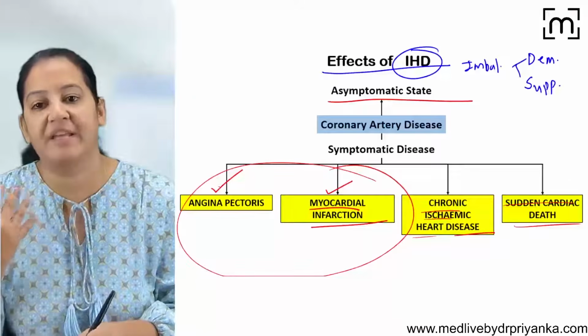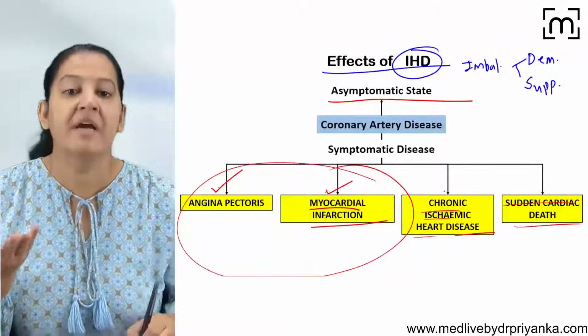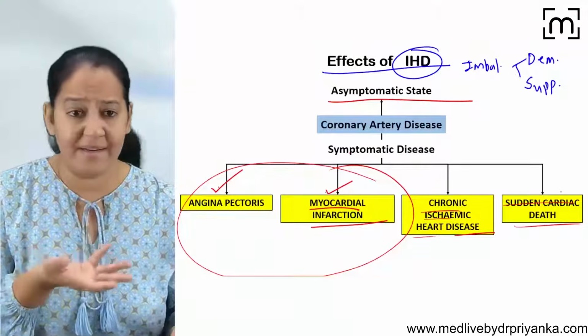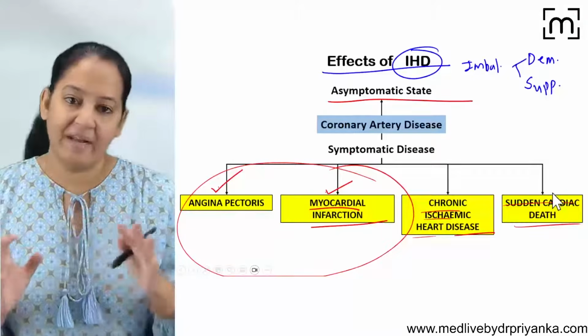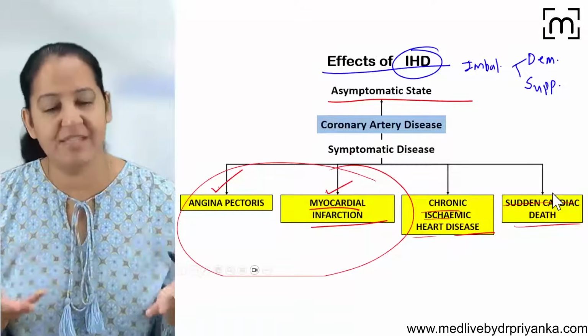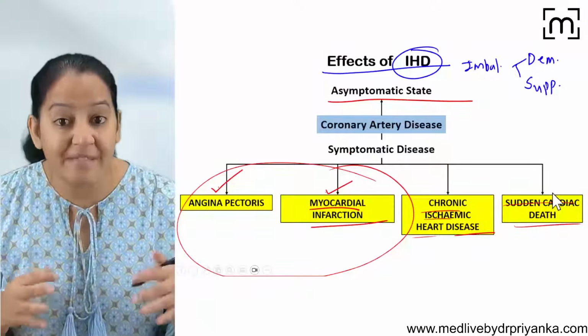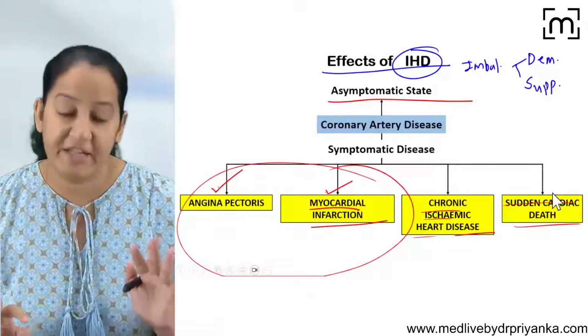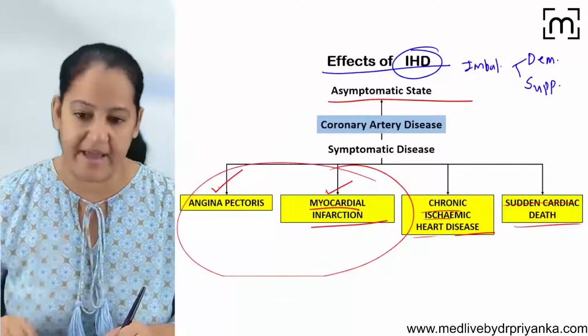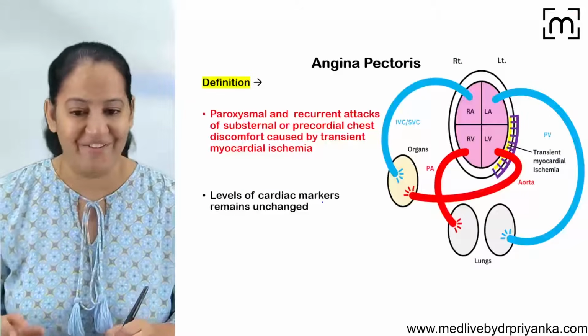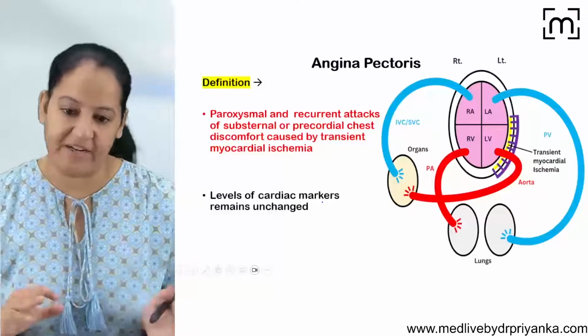In some patients it can lead to angina. In some it is infarction. In some it is chronic ischemic heart disease. And if the person is very unfortunate, it can be sudden cardiac death also. So depending on person to person, there are various factors which determine which symptom will occur in ischemic heart disease. We'll see the detail of angina and MI. First, I will be telling you angina and then we will come to MI.